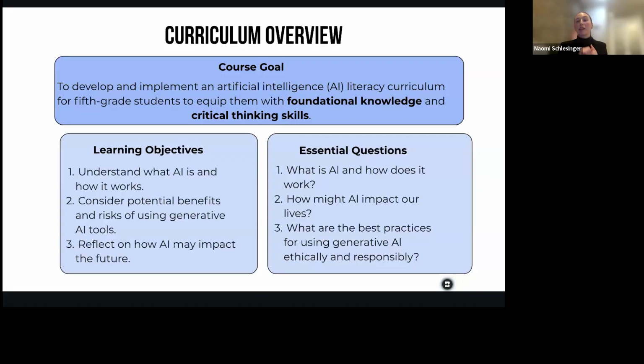The first was developing their foundational knowledge around AI, so my learning objectives are things like considering what AI is and how it works, and then also developing their critical thinking skills. This was really key, especially in the second half of my course: getting them to consider both potential benefits and risks of using generative AI tools and reflecting on how AI may impact the future and their future. So these learning objectives and essential questions were the guiding force for my course.